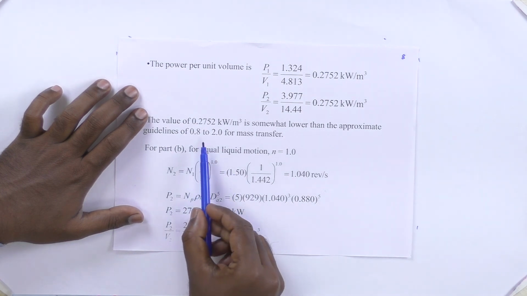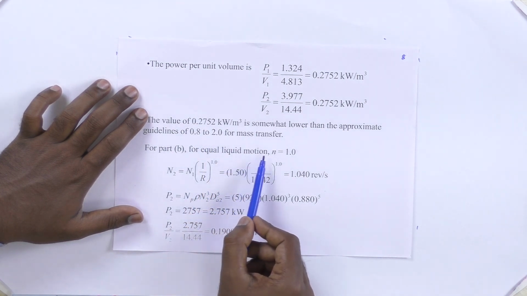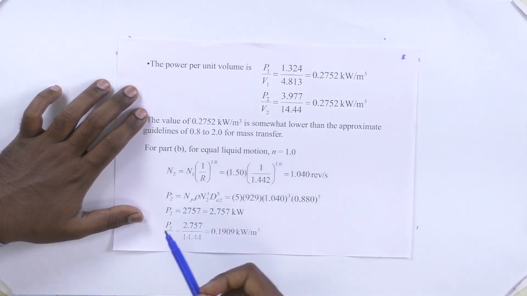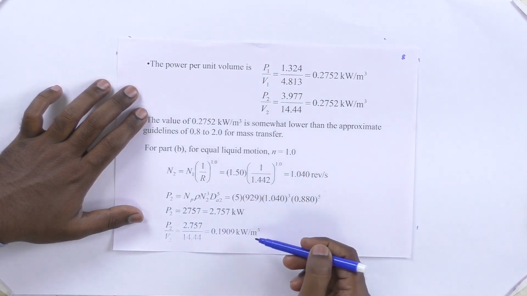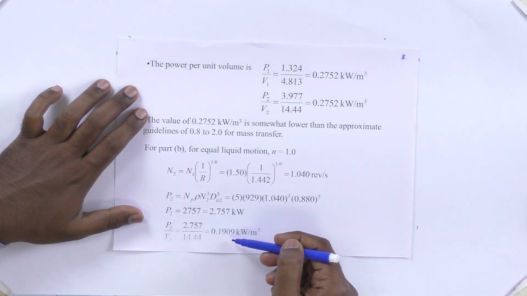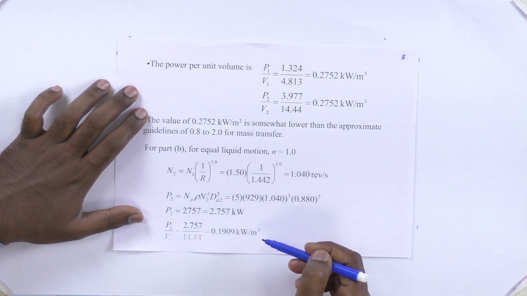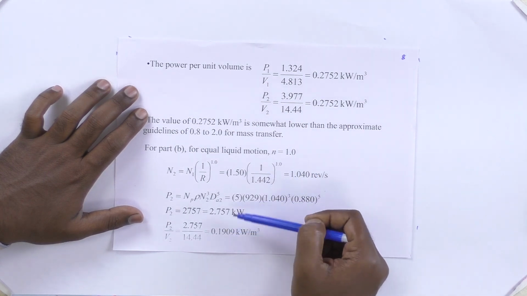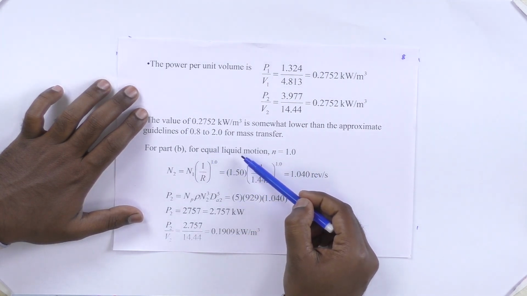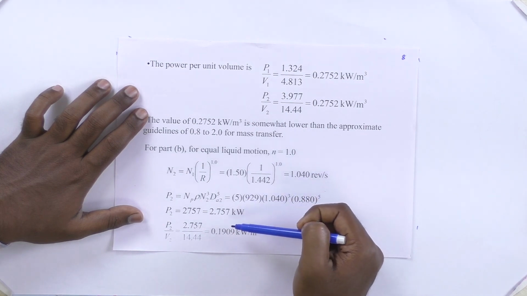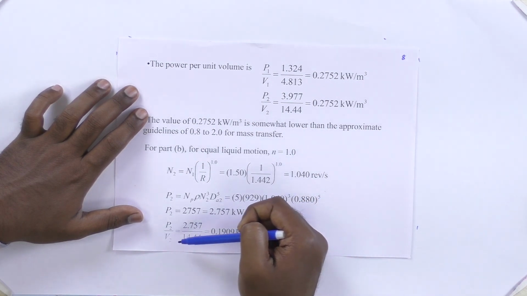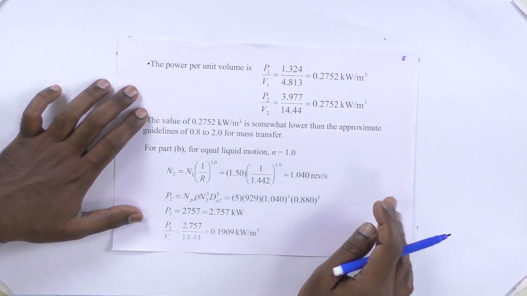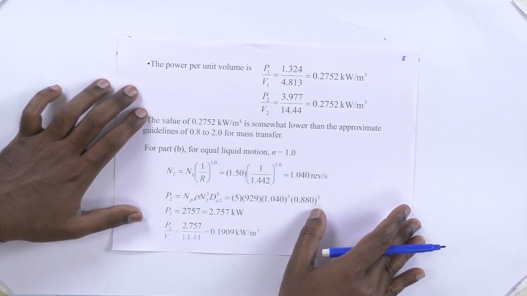Similarly for the second case, that is equal liquid motion, you have to substitute n is equal to 1. So if you substitute, you need to calculate the power per unit volume, and you get 0.1909 kilowatt per meter cube. If you compare this with the previous one, it is somewhat lesser. So if you are expecting equal liquid motion, then it will require somewhat lesser power for your larger volume of mixing. So this is what you get from this topic.